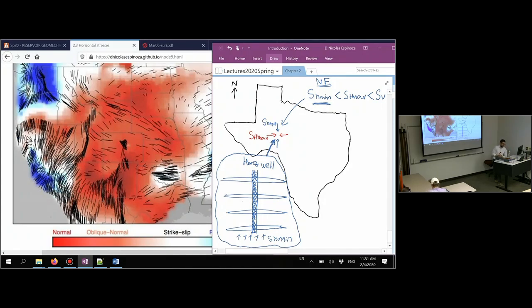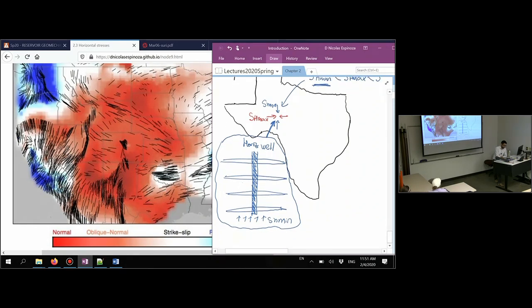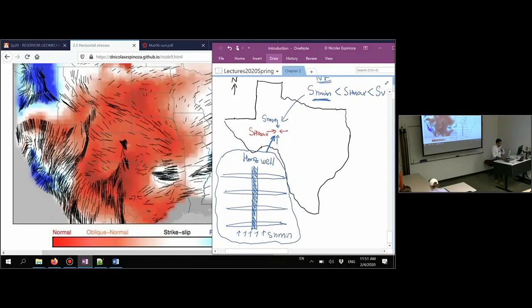to open these fractures perpendicular to the minimum principal stress. So I hope that this kind of makes sense to you, but I have one more example in order to show that.